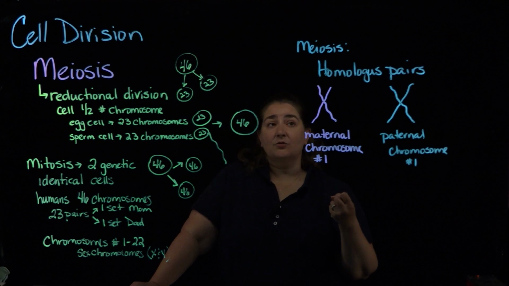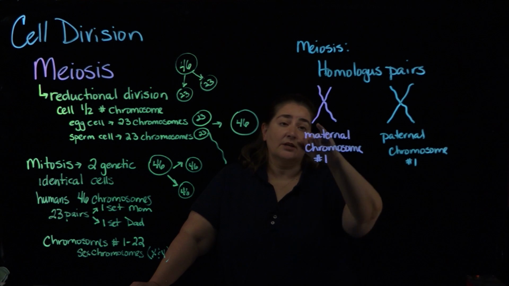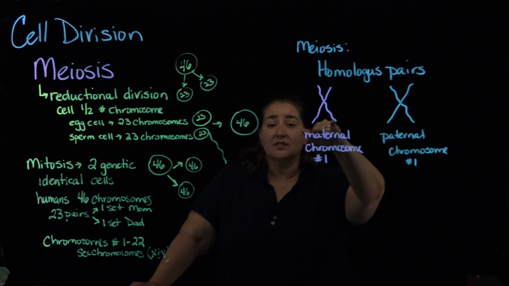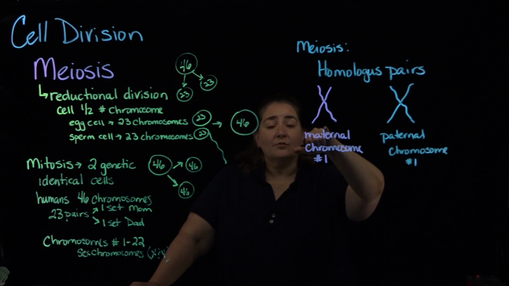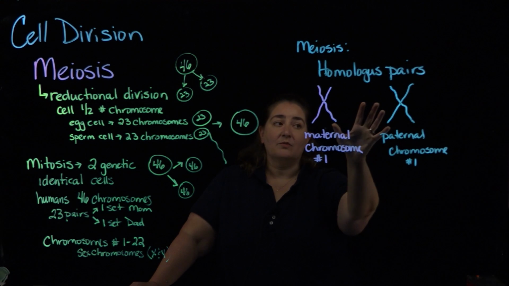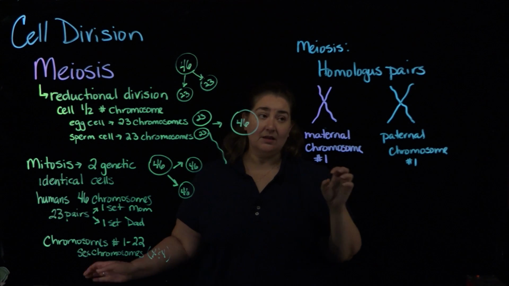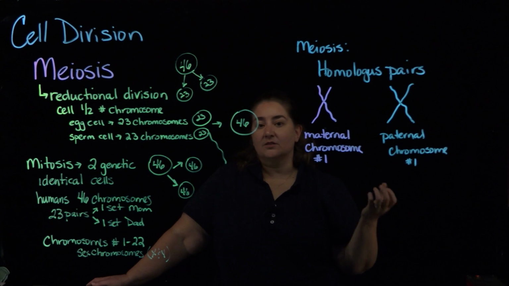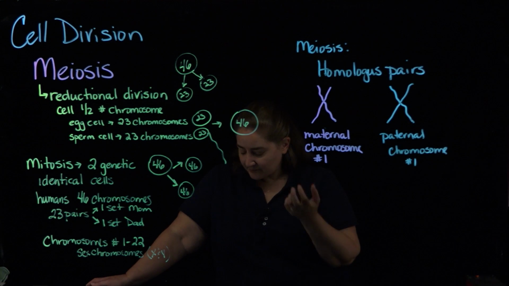So in meiosis, those chromosomes are going to replicate, all right? So they're going to generate a pair of sister chromatids. And those sister chromatids, when you have the sister chromatids from the maternal chromosome and the paternal chromosome, that's what makes up your homologous pair, okay? Because they're both chromosome 1, it's just one came from mom, one came from dad, okay?